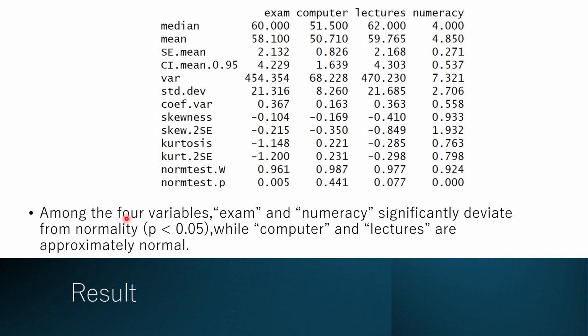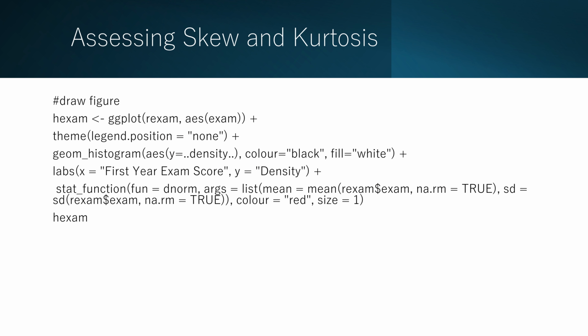Result is here. Among the 4 variables, exam and numeracy significantly deviate from normality, while computer and lectures are approximately normal. Then we can confidently say that we can apply the parametric test for computer and lectures. That is the result.